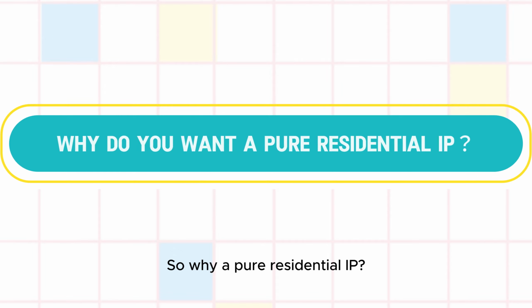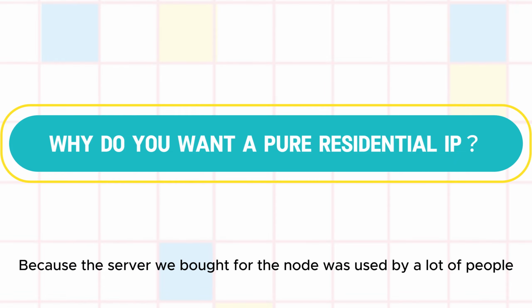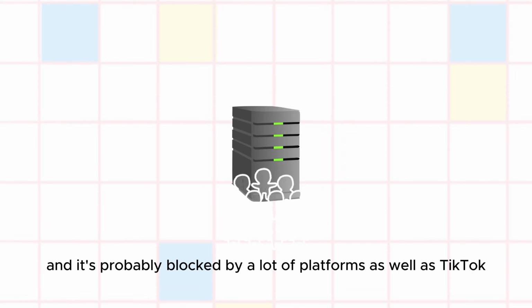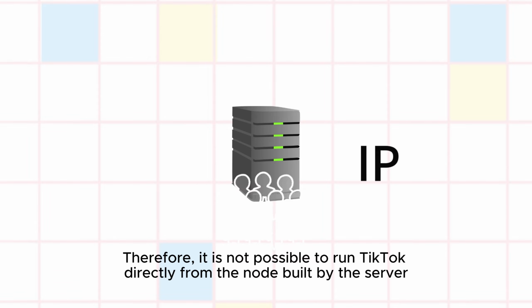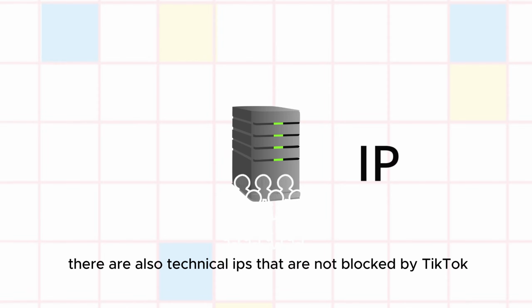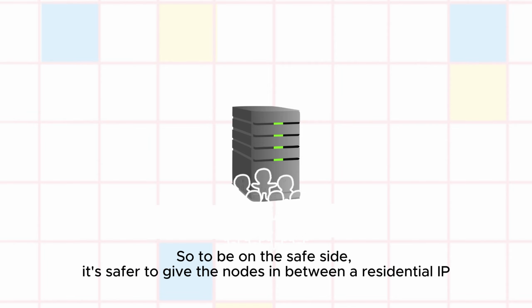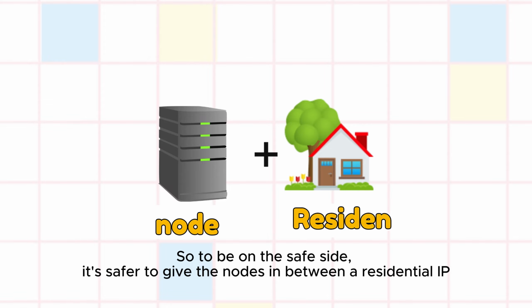So why a pure residential IP? Because the server we bought for the node was used by a lot of people, and it's probably blocked by a lot of platforms as well as TikTok. Therefore, it is not possible to run TikTok directly from the node built by the server. There are also IPs that are not blocked by TikTok, but there are risks to running on such IPs. So to be on the safe side, it's safer to give the nodes in between a residential IP.